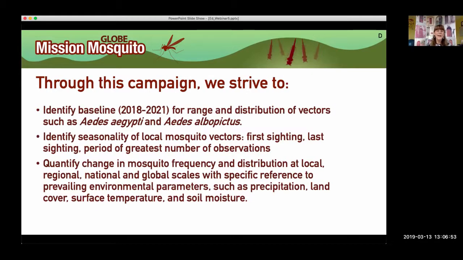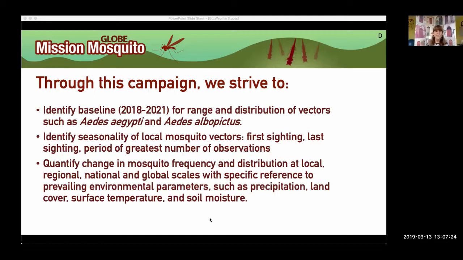So through this campaign, there are 3 overarching science goals that we would like to achieve. And this is where you are instrumental in helping us to achieve these. And being able to actively determine when mosquitoes are starting to be active is a huge help in answering these questions.